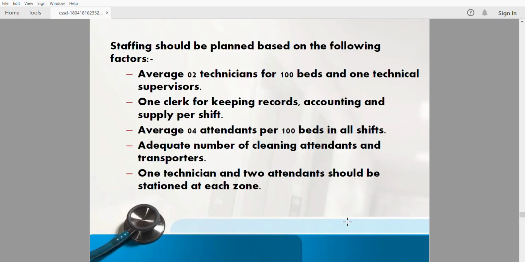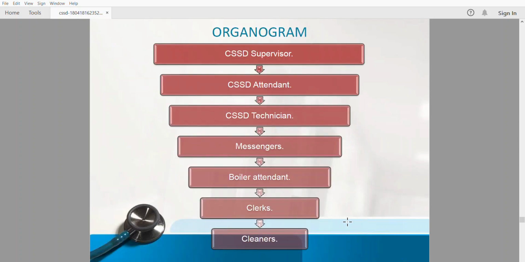Staffing should be planned based on the following: an average of two technicians per 100 beds and one technical supervisor, one clerk for keeping the records, accounting and supply per shift, an average of 4 attenders per 100 beds in all shifts, an adequate number of cleaning attenders and transporters, and one technician and two attenders stationed at each zone. One more time, the organogram: working supervisor, attender, technician, messengers, boiler attender, clerk and cleaners.